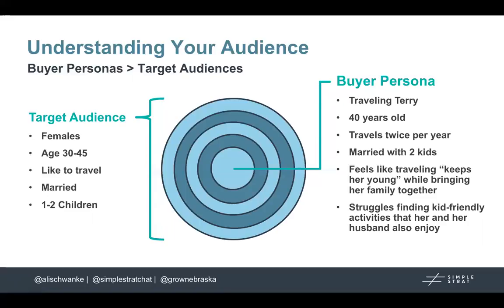So in this example, we have Traveling Terry, who's 40 years old. She travels twice per year. She's married with 2 kids. So again, that same demographic information that was over on the left, then we flesh this out a little bit more on the right. And we say, feels like traveling keeps her young while bringing her family together, and struggles to find kid-friendly activities that her and her husband also enjoy. Now, what we find interesting in segmentation is think about your audience right now.